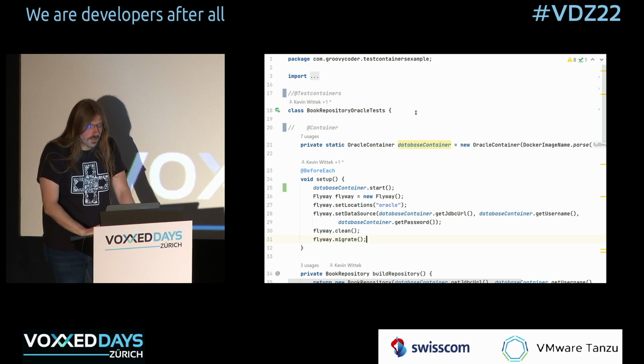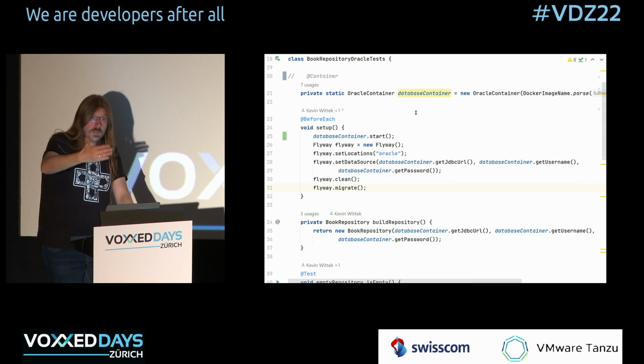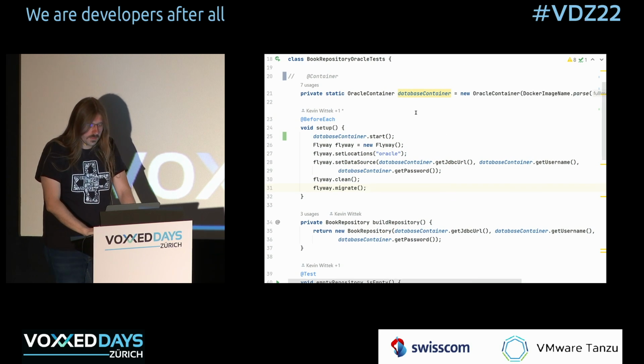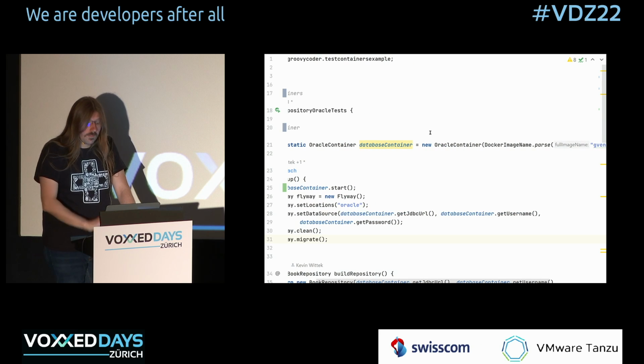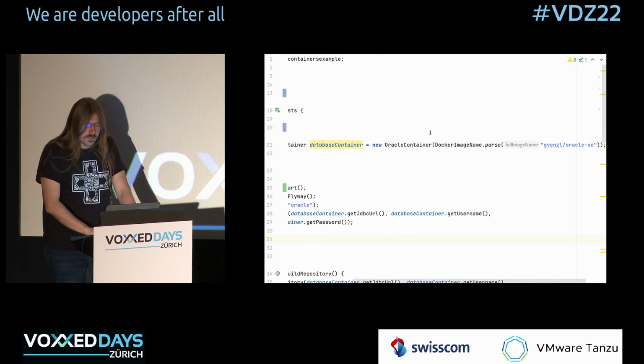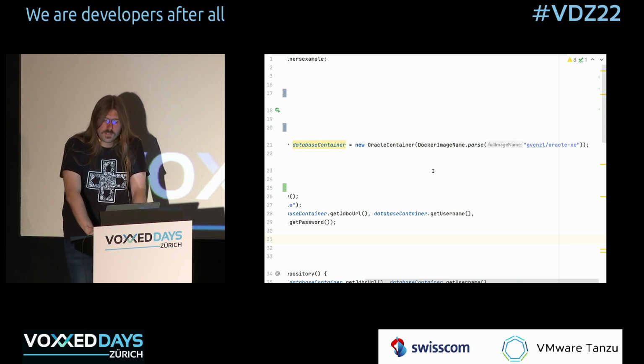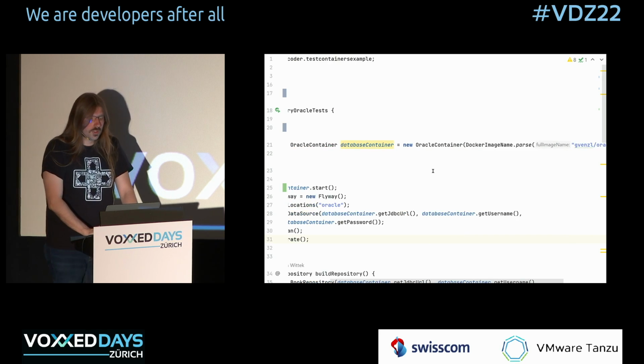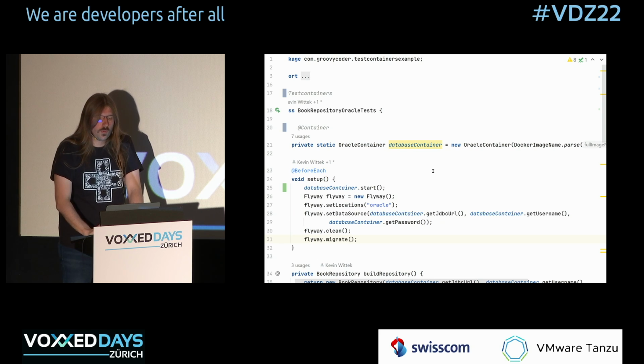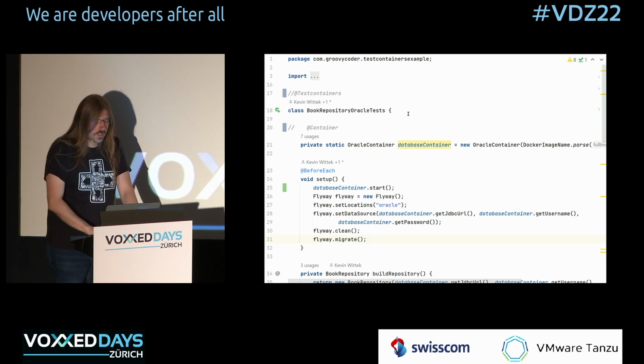So now let's look at another example. We had the same as we had with Postgres, we're now doing with Oracle. And we have an Oracle container abstraction. And this works with this image from Gerald Venzl, the Oracle XE image, which is a very nice Docker image for using an Oracle database.